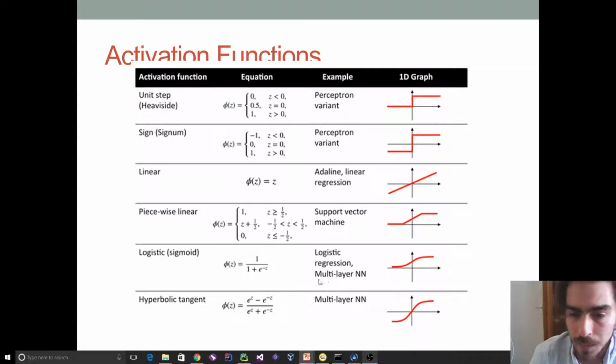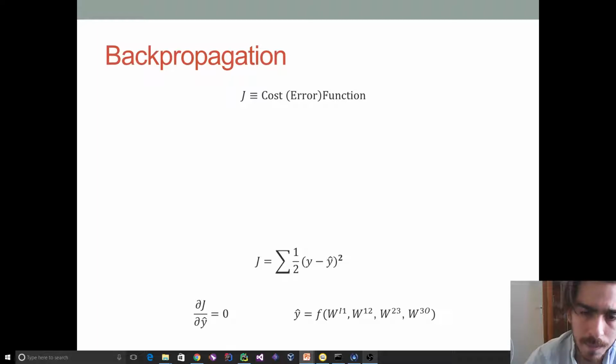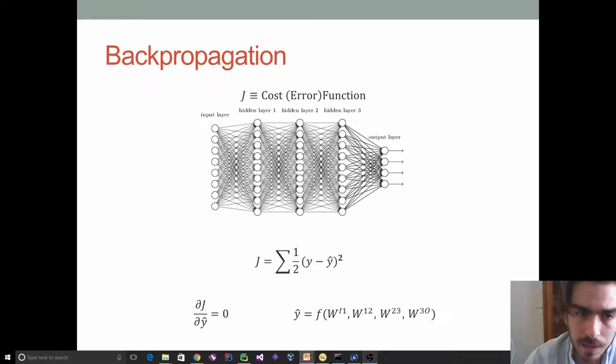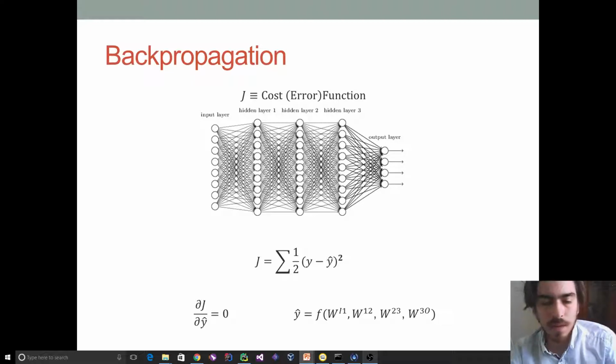It's very common in multi-layer neural networks to use a sigmoid function. So that's how we introduce some complexity into the model. And now what I want to talk about is backpropagation. Ignore the equations on the bottom for a second.